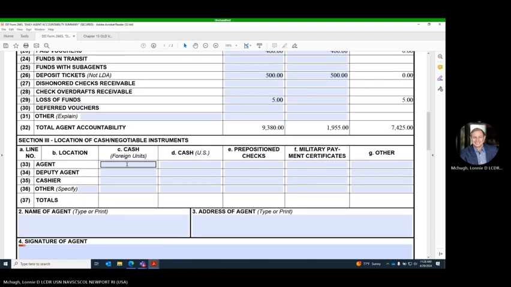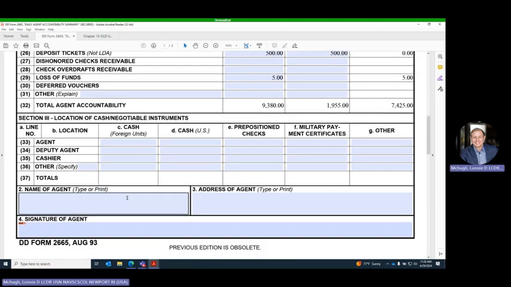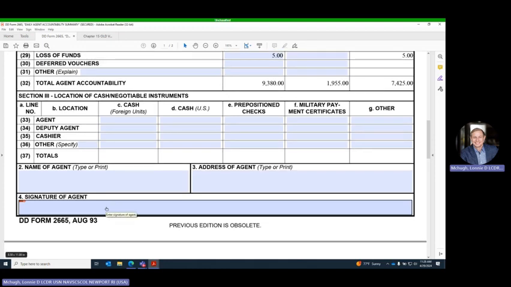Section 3 is the location of all of our cash and pre-position checks. So if the deputy had subagents, you'd put that here, and that would be annotated. The agent will print in block 2, put their address and location, and sign block 4.